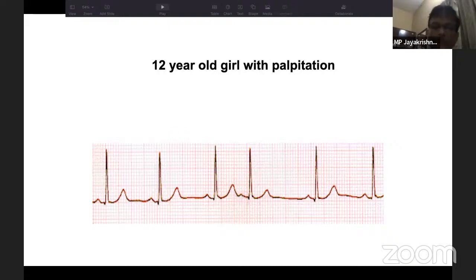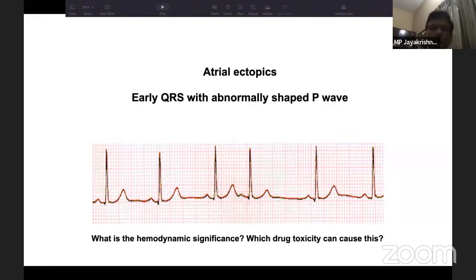So this is actually an atrial ectopic. It's a different focus from where this impulse has been fired, and then a QRS complex has come earlier. And you can see a compensatory pause there for the next QRS complex to come. So an early QRS with an abnormally shaped P wave, it's an atrial ectopic. Does this have any hemodynamic significance? This doesn't have any hemodynamic significance. This is a normal finding that we see in children sometimes.